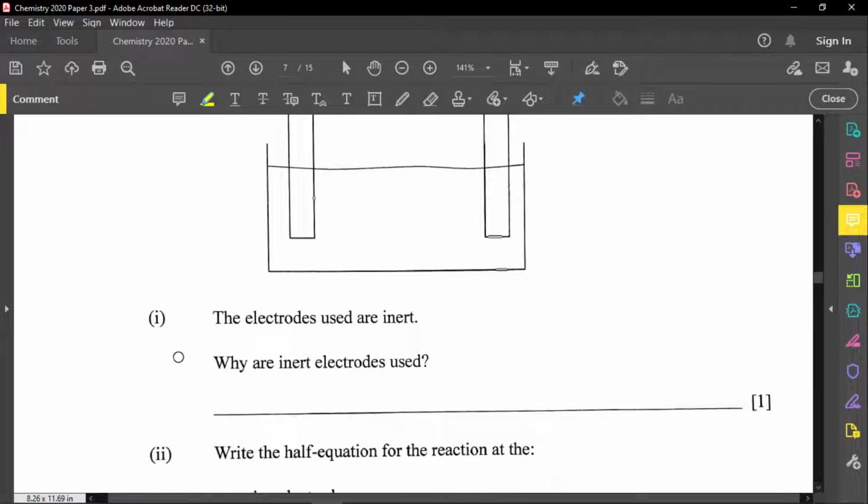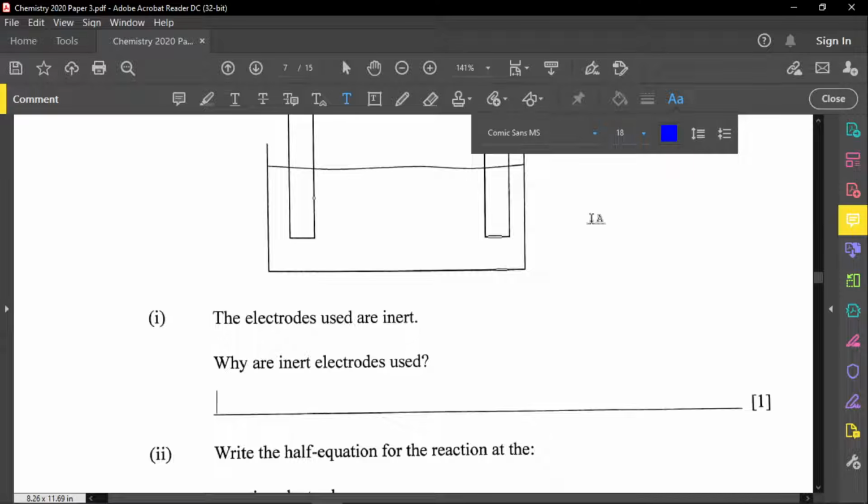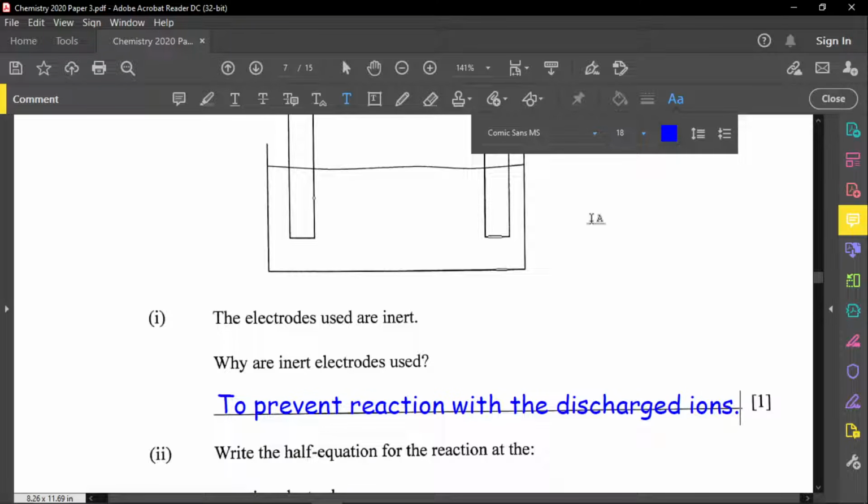And it is used for one simple purpose, and it's to prevent the electrodes from reacting with the ions, or with the discharged ions, okay? To prevent reaction with the discharged ions, okay? All right, so the electrodes, they will not react with the discharged ions at all, all right? So if you need to collect the ions that are discharged or the gases, you could collect them instead of them reacting with the electrodes.